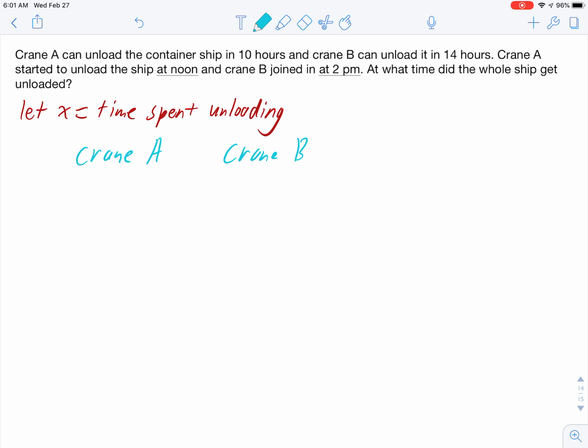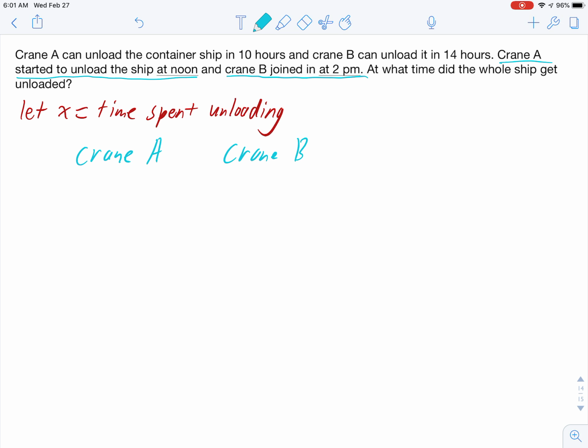This one has a little twist to it, which is that crane A started to unload the ship at noon and crane B joined in at 2 p.m. And so the amount of time they spent working together isn't actually the same. So I'm going to show you how we can account for that.